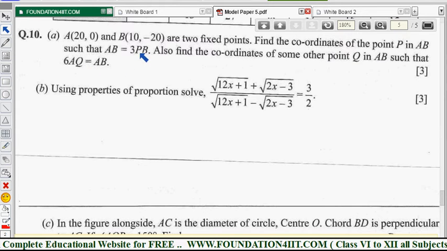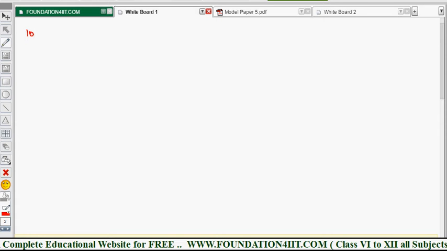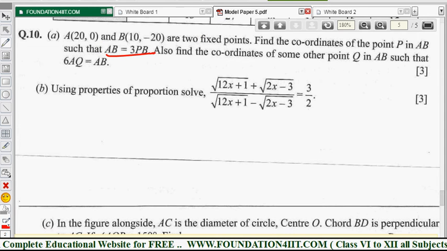First we will find out the point P from the condition AB = 3 into PB, and use the section formula. Let me take the diagram to understand clearly. AB are the two fixed end points. Here A is (20, 0) and the coordinates of point B is (10, -20). And the condition is AB = 3PB.